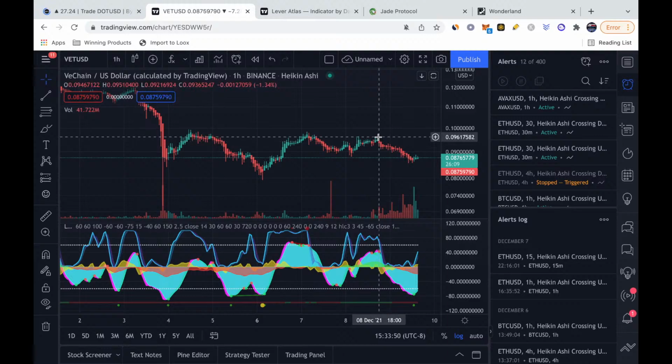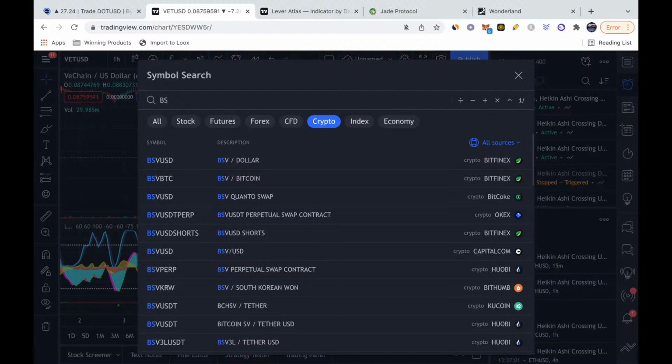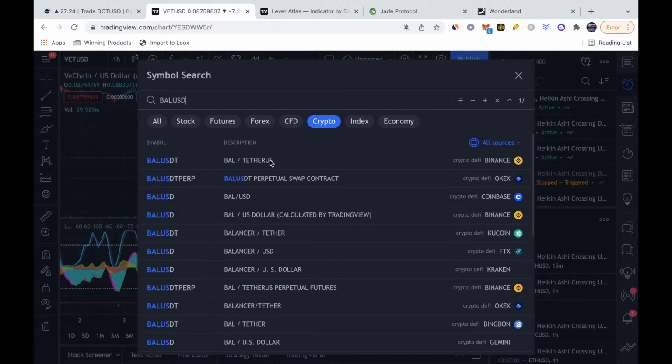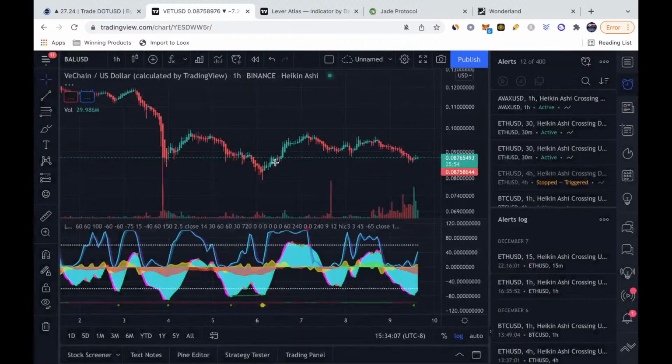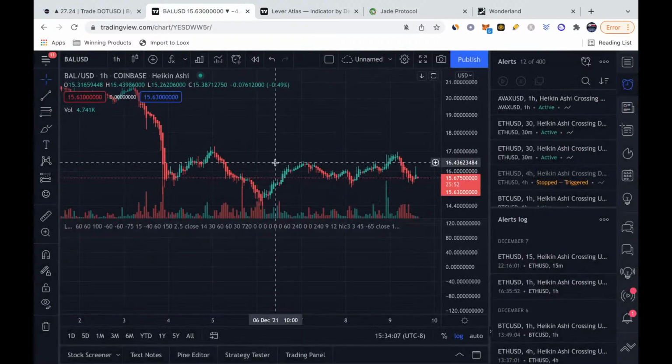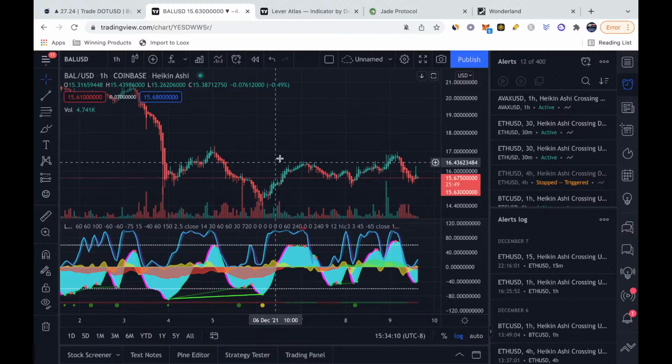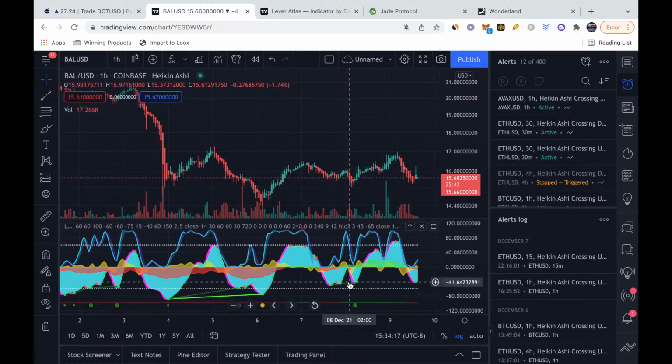What else do we want to look at? We actually already looked at Mana, didn't we? We already looked at Mana. Balancer. I don't know much about Balancer, so I couldn't say much on that project. Just because I don't know about it doesn't mean it's trash, but if I don't know about it, it's got to be fairly new or not very big in terms of actual network effects, usually.